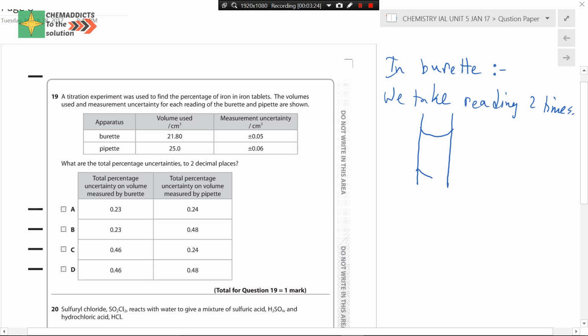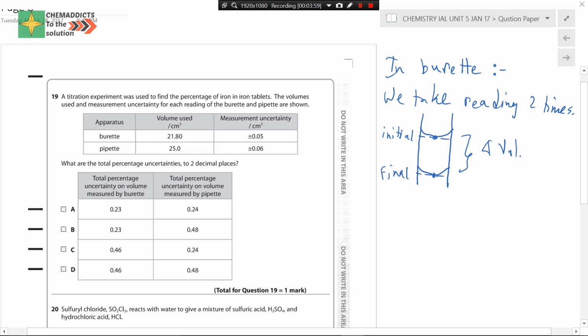So here we measure from the lower meniscus. Since we measure from the lower meniscus, we take the U shape of the meniscus. So let's just consider this point and this point. Here we are going to have the initial reading, and here we are going to have the final reading. So this is the change in volume.